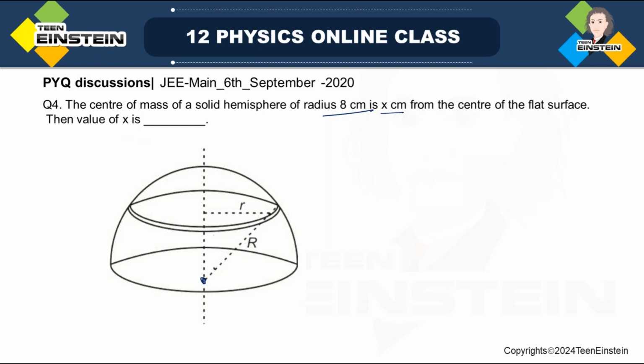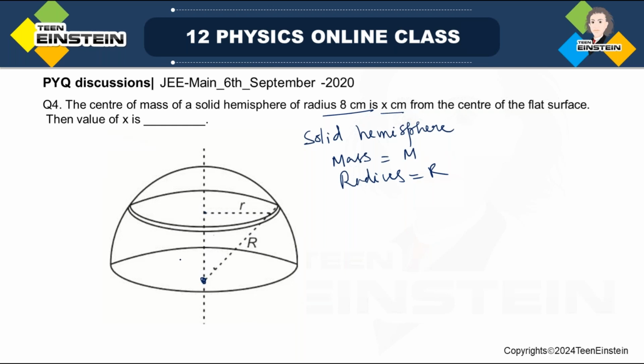So if this is the center, the center of mass coordinate will be at x centimeter away from that center, and that x centimeter is what you have to find out. So this is actually a solid hemisphere, and let us say it has mass M, capital M, and the radius I have taken here as capital R, you can see that in this figure.